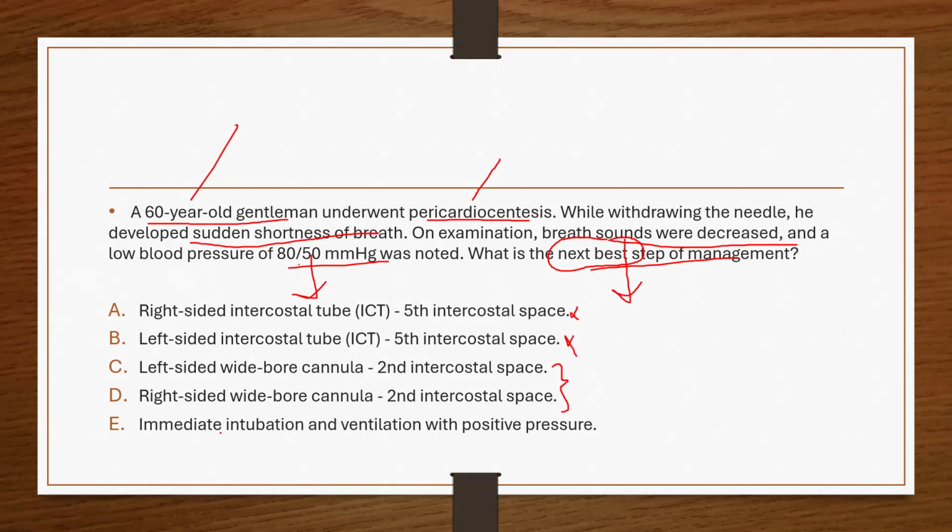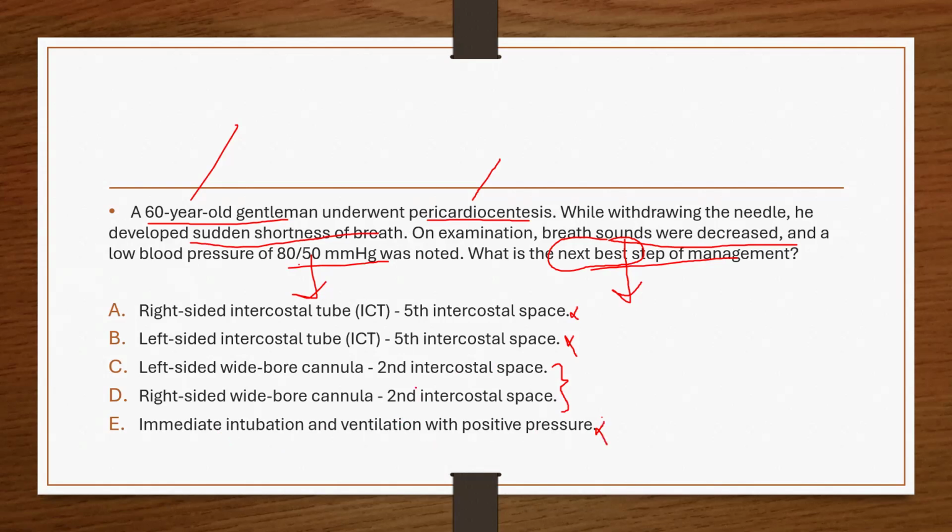Now, some of you had mentioned immediate intubation and ventilation with positive pressure. No, you never do that here without correcting this, because if you do intubate and give positive pressure ventilation without putting this needle in and decompressing, it's going to be a disastrous situation for this patient. So you never do this for a tension pneumothorax case.